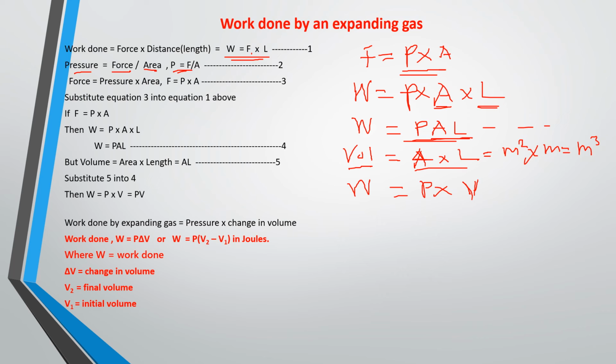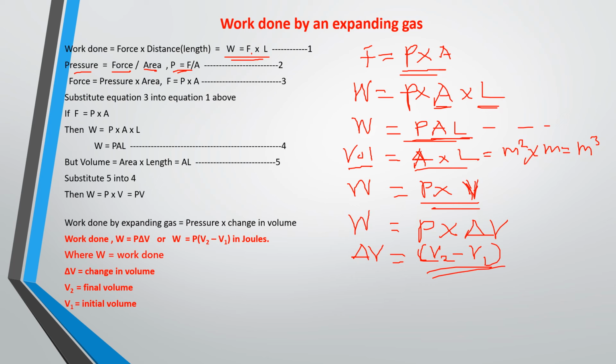Pressure times volume. Now, like I said initially, work is actually done when a gas expands from a particular volume to another volume. So work done would now be equal to pressure times change in volume. Is that okay? Change in volume is V2, the final volume, minus V1, the initial volume. This is the change in volume: final volume minus initial volume.